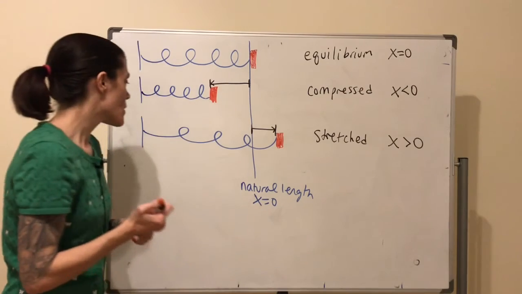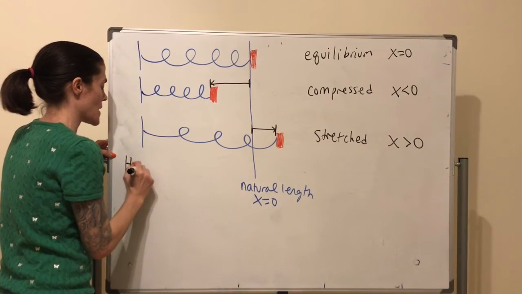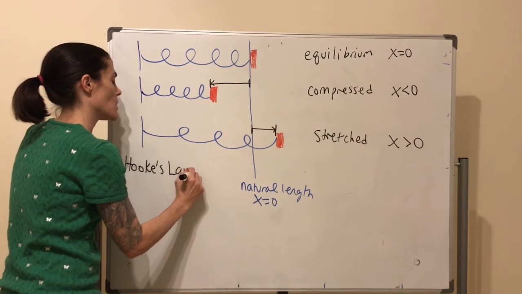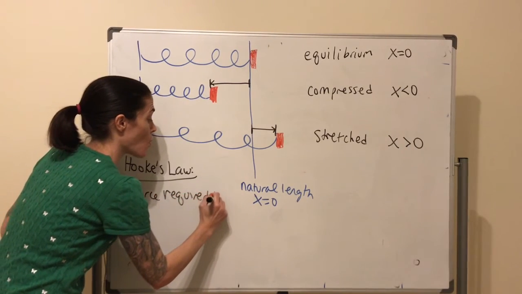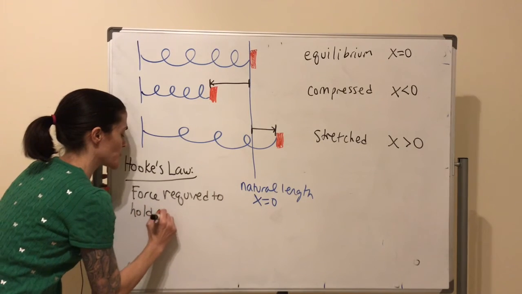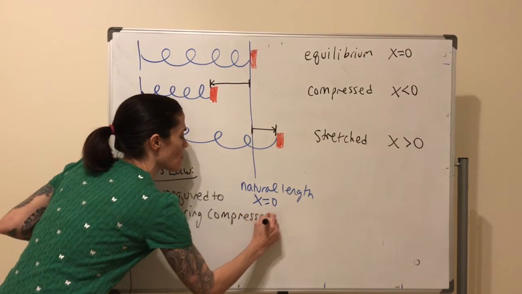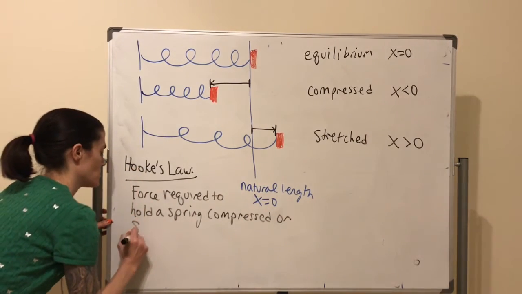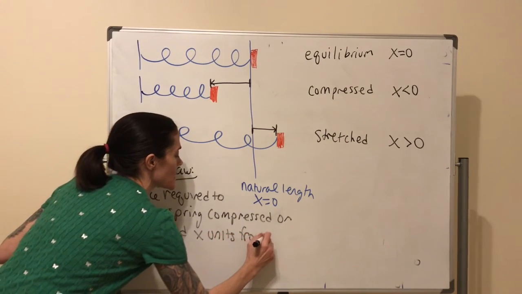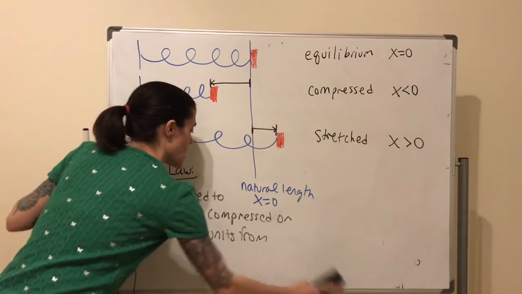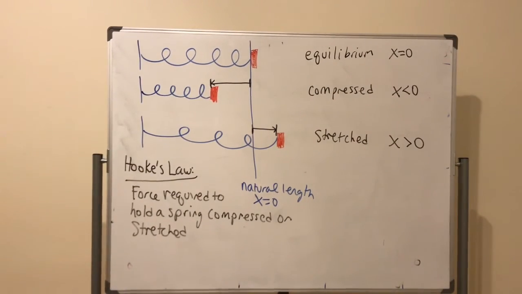And then what happens with a spring, there's a few ways to state this, but I will state it this way, is we have something called Hooke's law, which states that the force required to hold a spring, either compressed or stretched, x units from its equilibrium, that it's not constant. Let me switch markers.